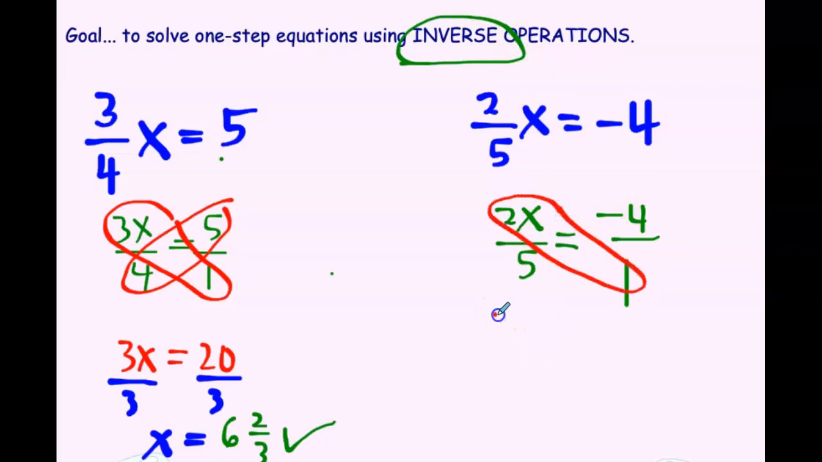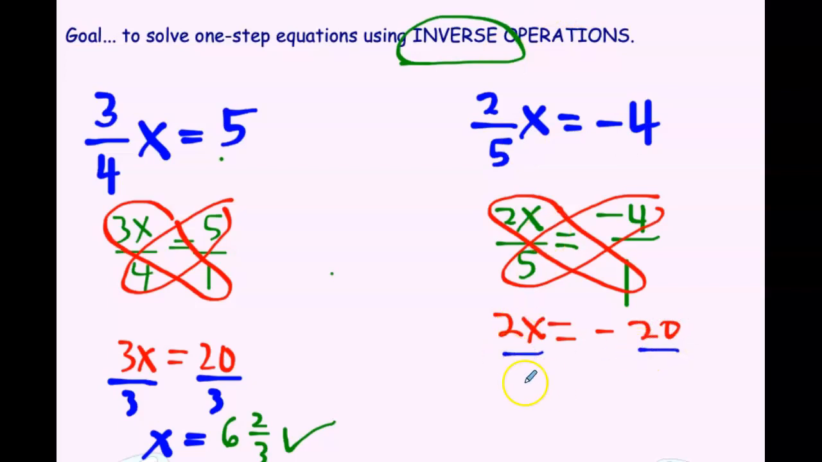2x times 1 is 2x. And then I could cross multiply -4 and 5 to get -20. And we know from the previous example that we could divide both sides by 2, since this is isolating x out of 2. So divide this by 2, and divide this by 2. So x therefore is, negative and positive, -20 divided by 2 is -10.